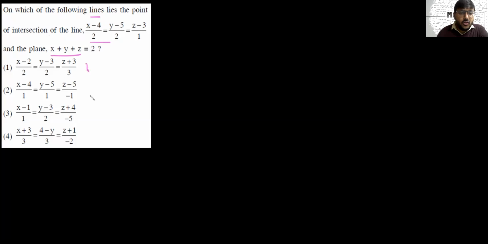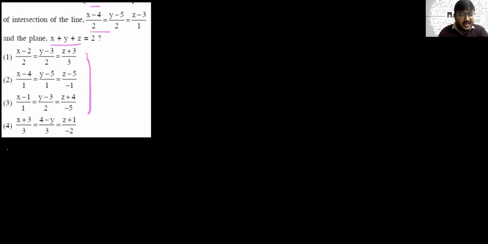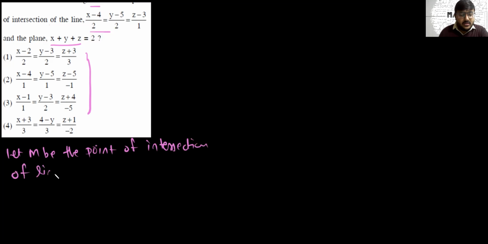That means from 4 options, you need to find a line on which this point of intersection of line and plane is lying. So firstly, I need to find the intersection of this line and plane. So what I will do, let M be the point of intersection of line and plane. That means M belongs to L and M must belong to the plane also.